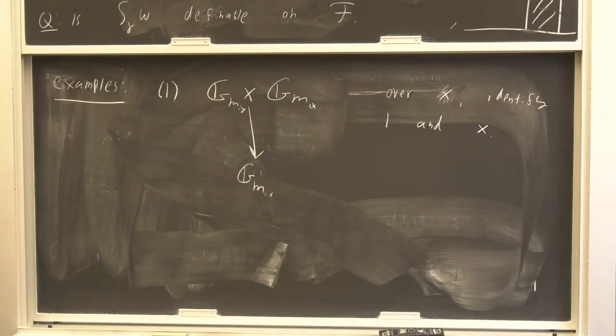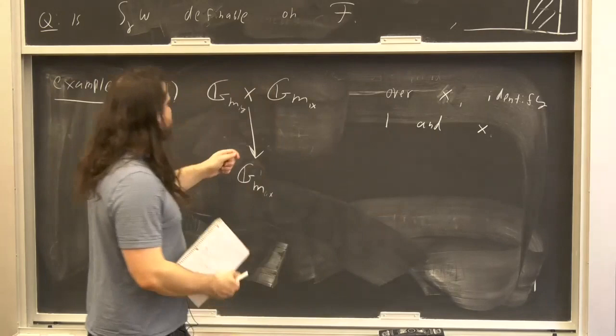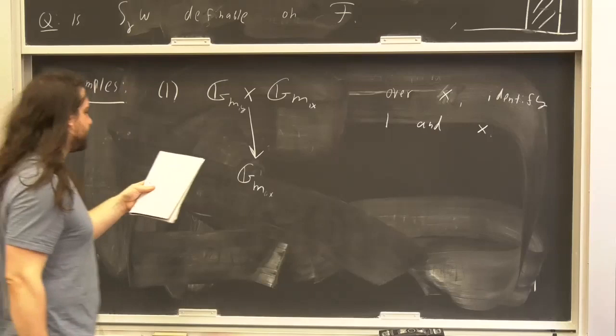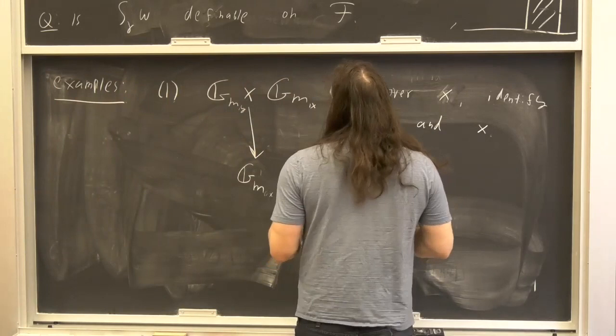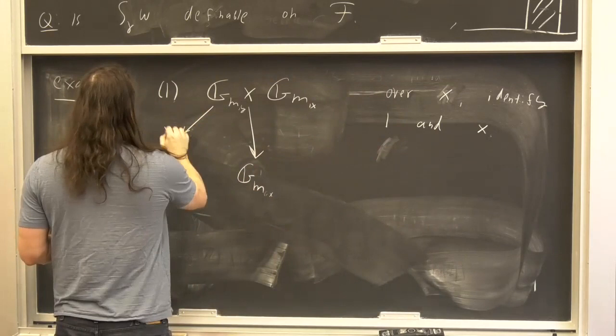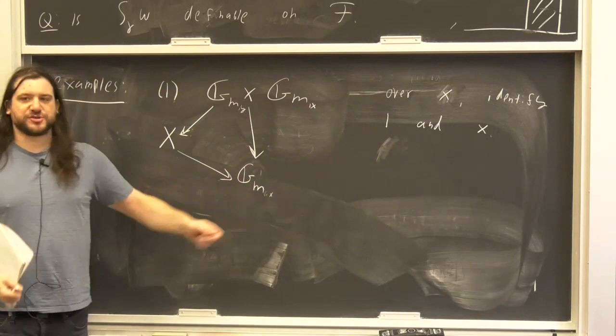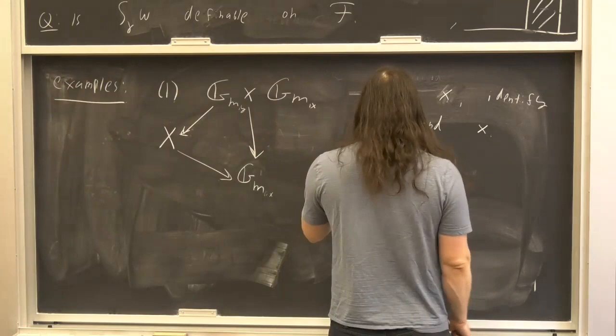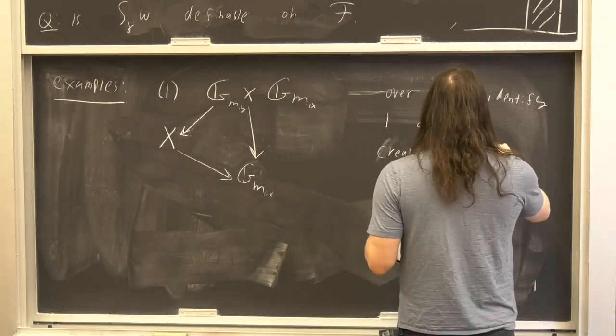If you have curves, identifying points is okay. So this is a G_m, and you're pinching it by identifying 1 and x. You get a slightly singular curve. If you identify that, you get a map to G_m, where the fibers are now these G_m with points identified. So now this creates an extra loop gamma.